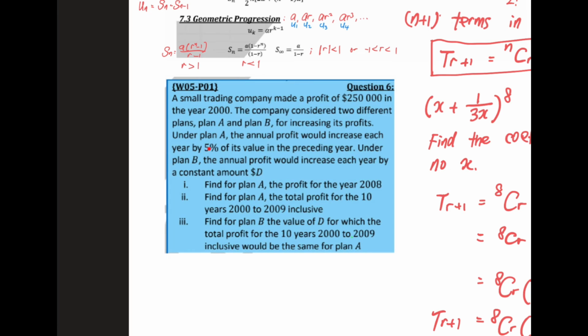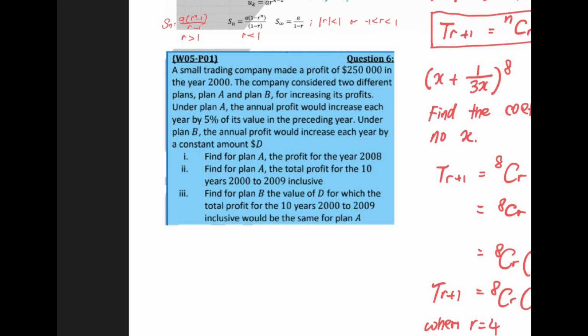Okay, so 5%. I have to say that when they give a percent, it is geometric progression. For this case, increased by a constant amount, so this is like the common difference. So this is arithmetic. So Plan A is geometric, Plan B is arithmetic. So part 1, find for Plan A the profit for the year 2008. Okay, so let's think about this.